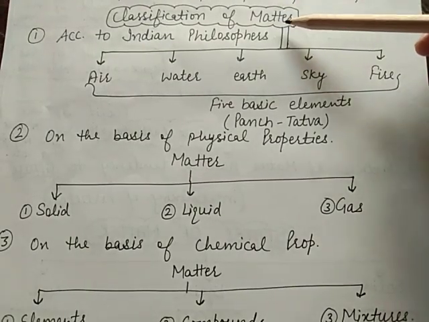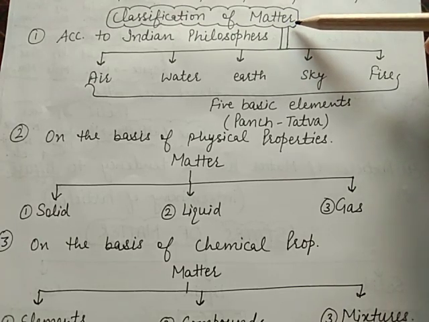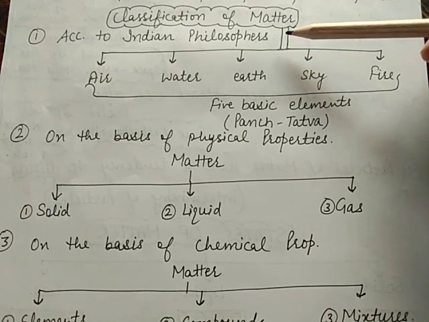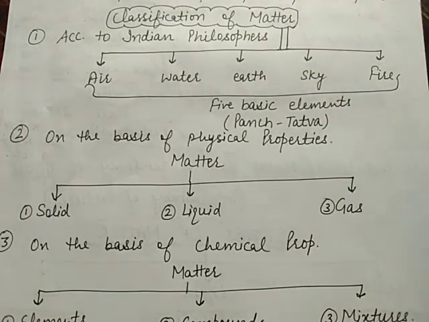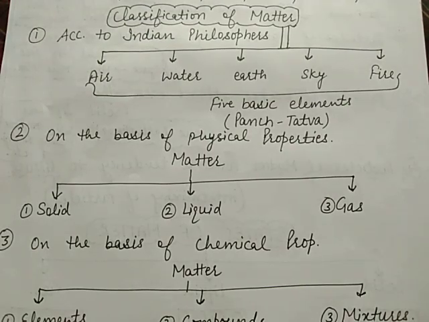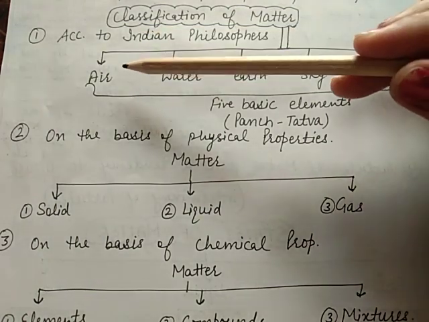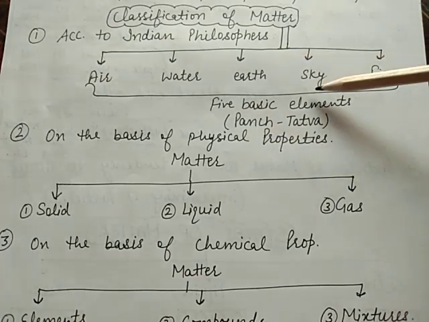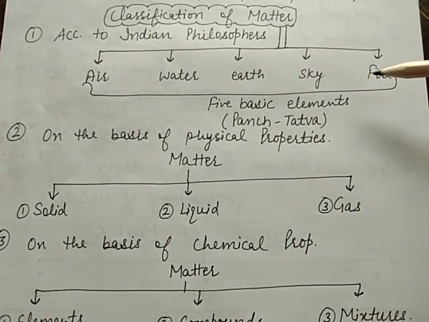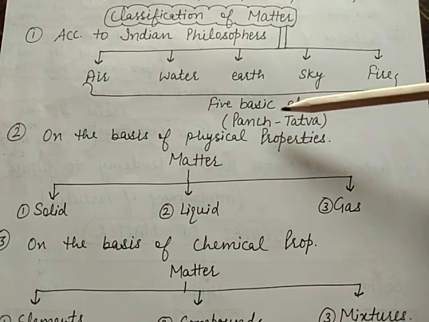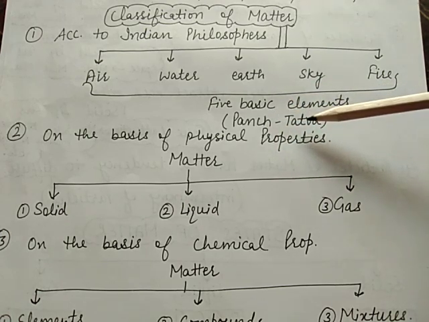Now the next topic is the classification of matter. How is matter classified in different ways? According to Indian philosophers, matter is classified in the form of 5 basic elements. These are air, water, earth, sky and fire. These 5 basic elements are also called Panch Tattva.